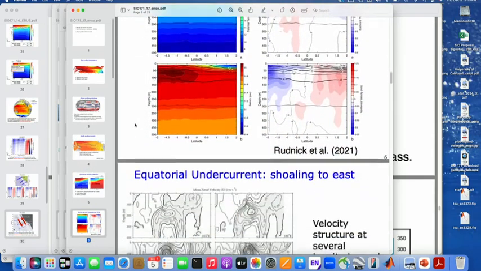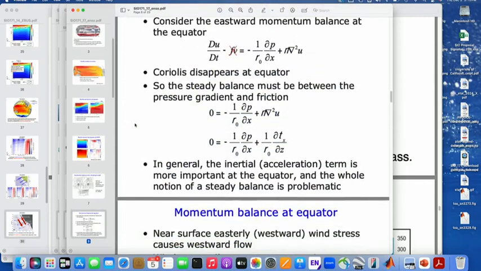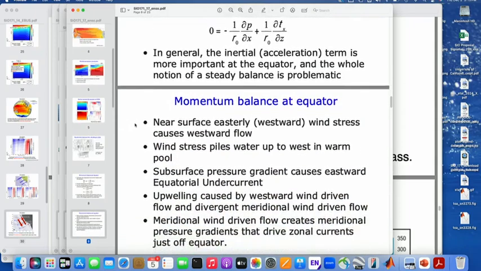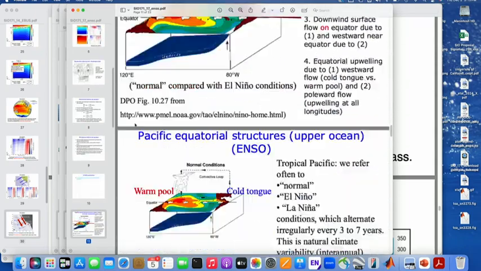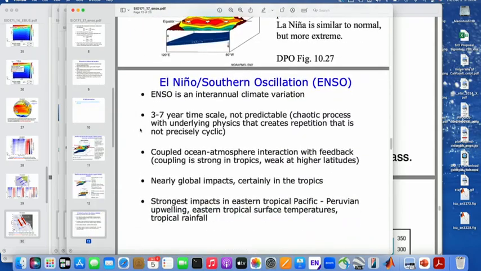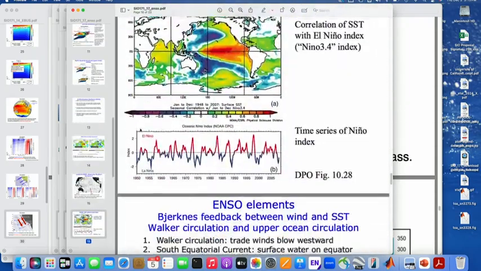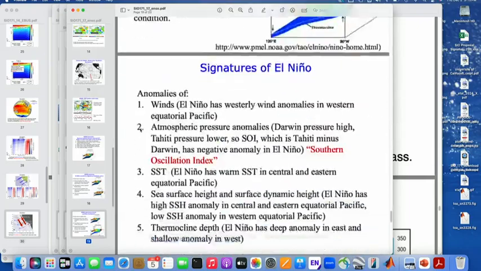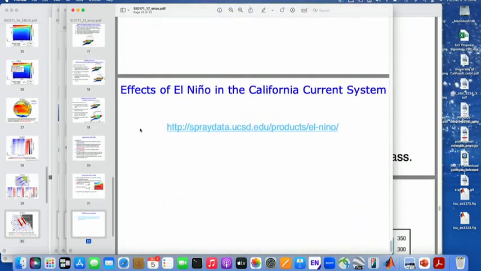All right, so what else did we learn about? We looked at these sections. I just did this two days ago. Yeah, so this was that steady balance. Looks like in this version, one of those Ns got mangled into an N-looking thing. We talked about the momentum balance at the equator. We talked about El Nino. You can look at that video again. I'm not doing it again right now.